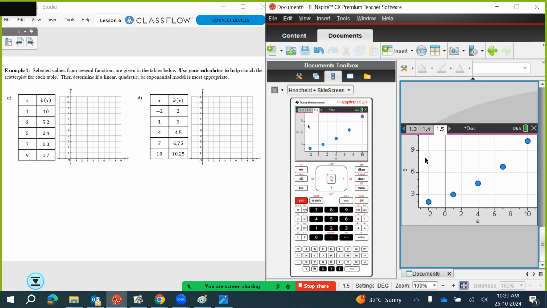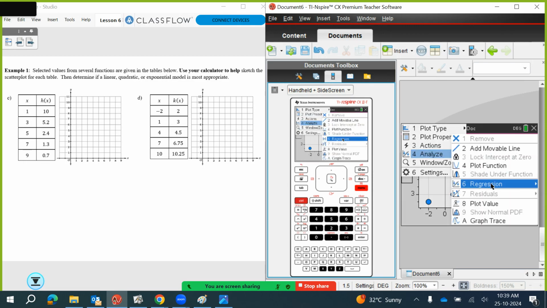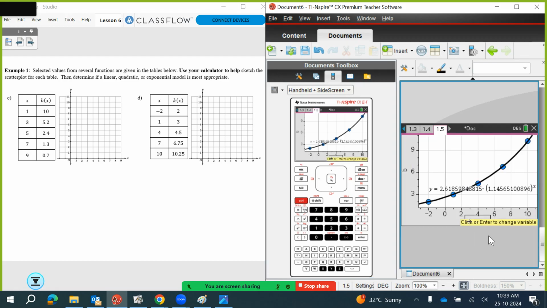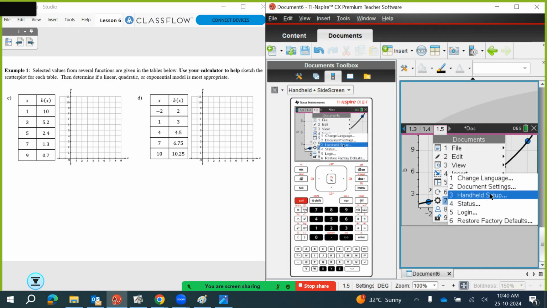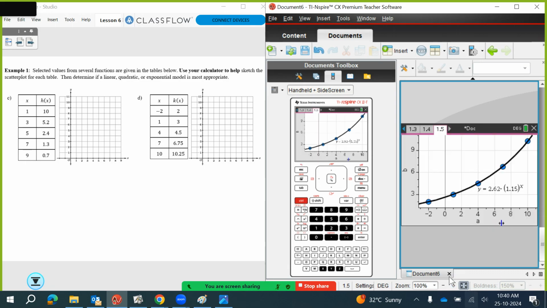This one looks exponential. If we wish, we can analyze this and find the regression model. If you want an exponential regression model, we can see it going through here. I'm just going to press Document 7.2 and change the float down to 3 significant figures. Looks a little bit neater there, and we can see that's a nice exponential regression model fitting there.